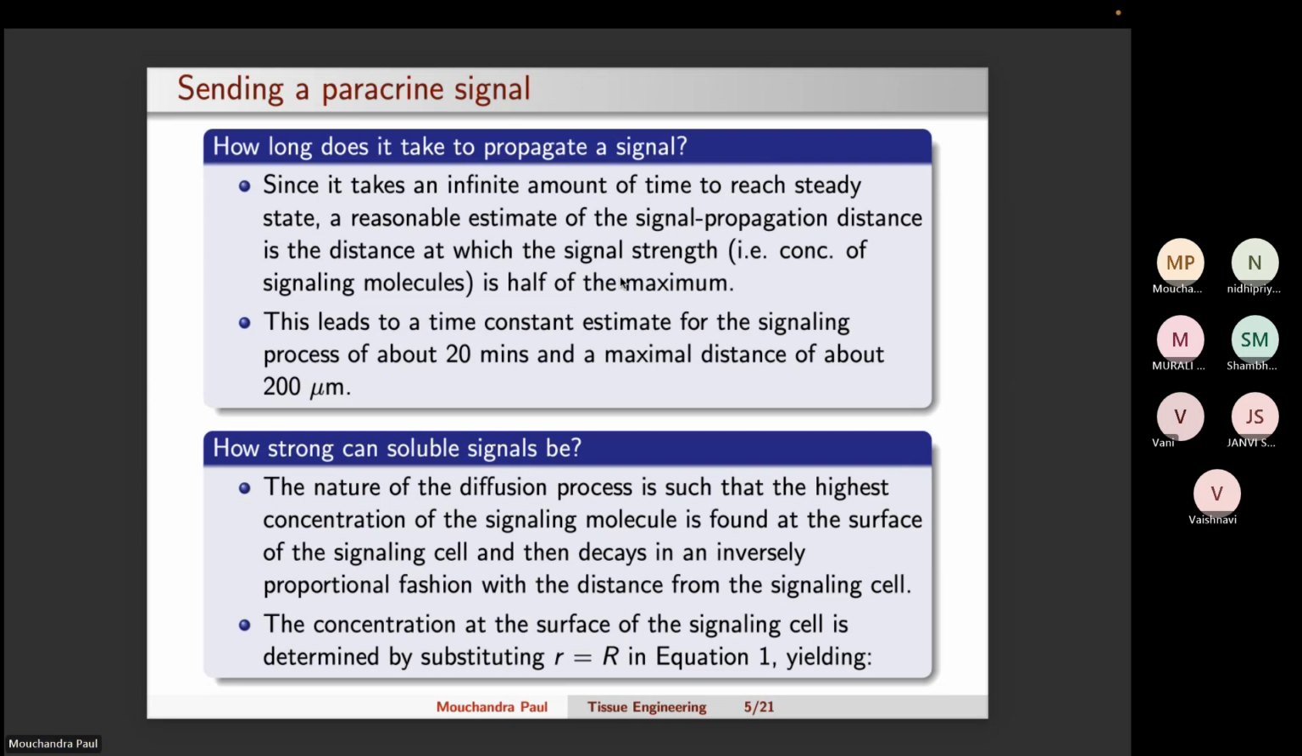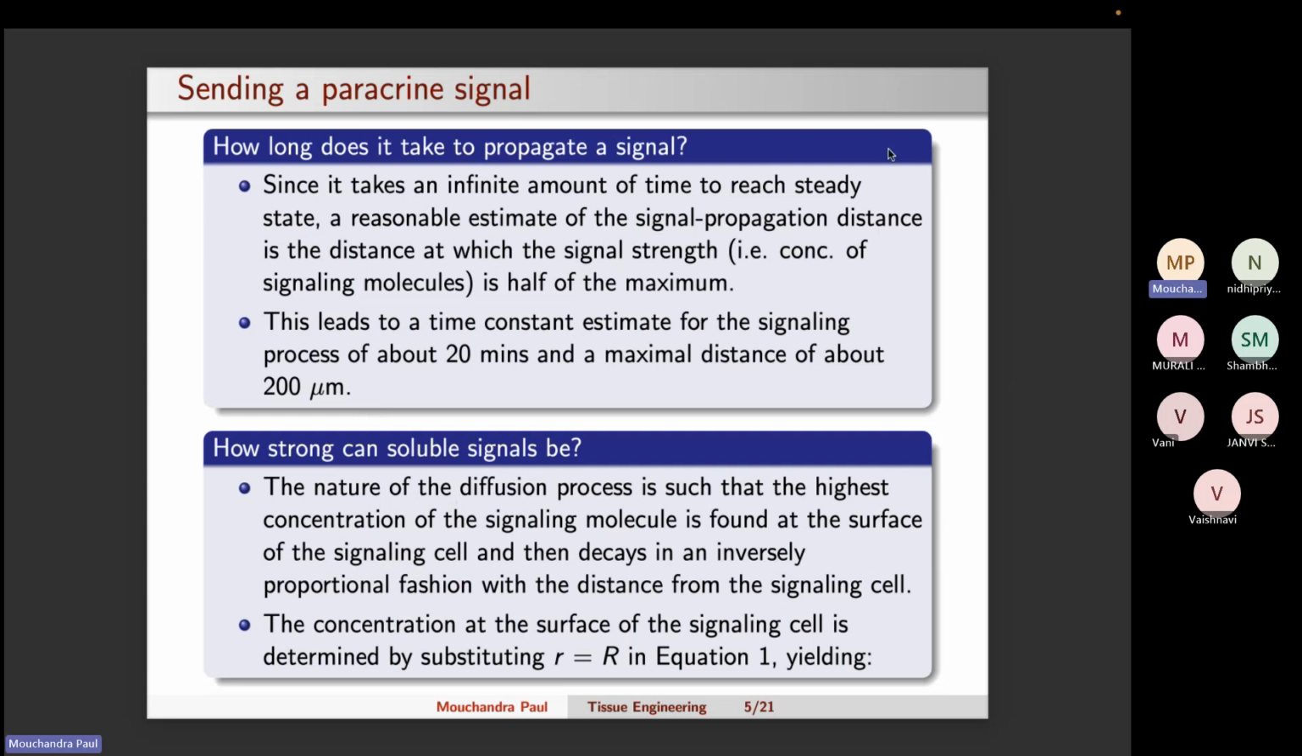Now this leads to a time constant estimate for the signaling process of about 20 minutes and a maximum distance of 200 microns. So when you take this assumption, you get these values: it will take 20 minutes for the target cell to respond, and it should be at a distance of 200 microns, because at 200 microns the concentration of the signaling molecule will be half of its original secreted value.